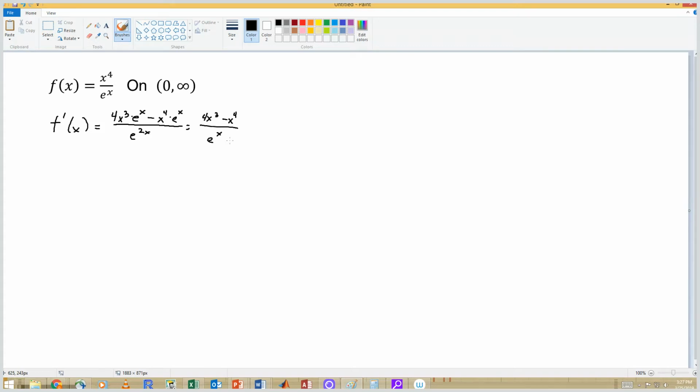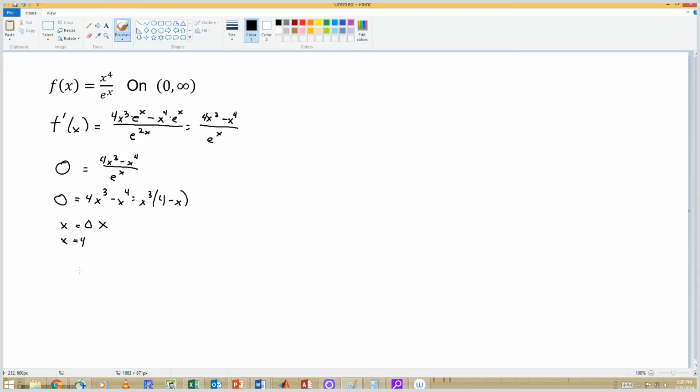We are going to find the critical numbers for this function, so we ask ourselves, is the derivative defined everywhere? And it is. And we set the derivative equal to 0. So that's 0 equals 4x cubed minus x to the fourth divided by e to the x. Multiply both sides by e to the x, and we get 0 equals 4x cubed minus x to the fourth, which is equal to x cubed times 4 minus x. So there are critical numbers at x equals 0 and x equals 4. But of course, x equals 0 is not in the domain, so we don't care about that one.